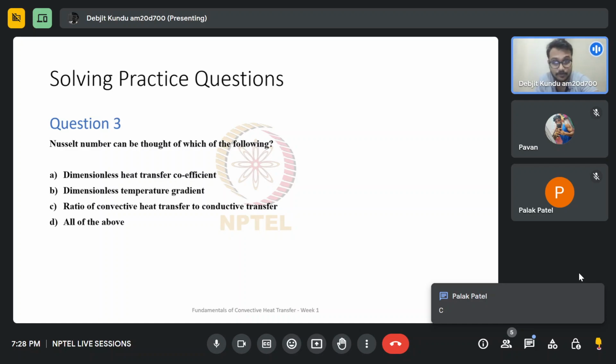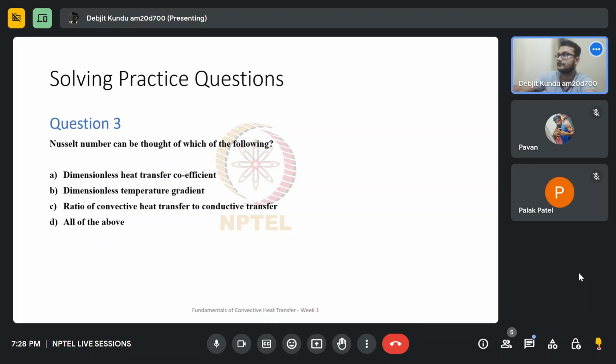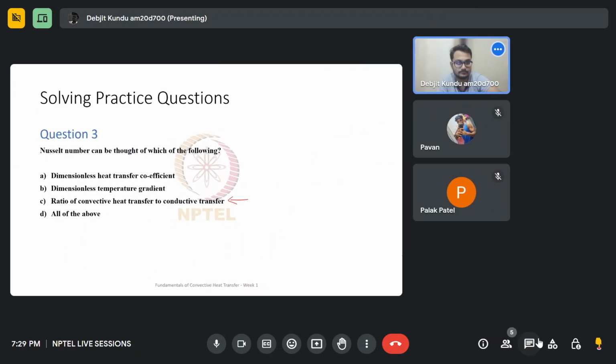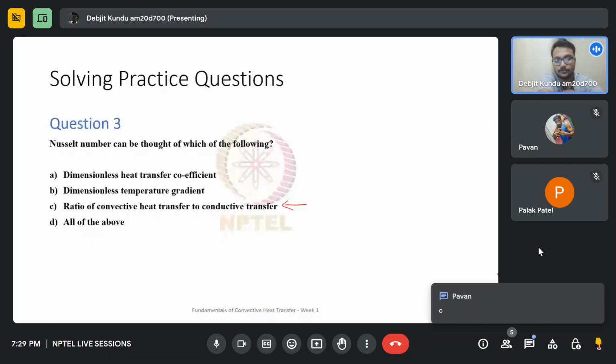Okay, so we have one response which says option C, the ratio of convective heat transfer to conductive heat transfer. Do we have any other responses? Would anyone like to contradict and give a different answer? Or you can agree and give the same answer as well. Do you agree that C is correct? Okay. We have both responses in favor of option C.